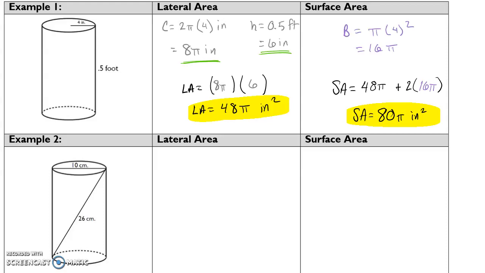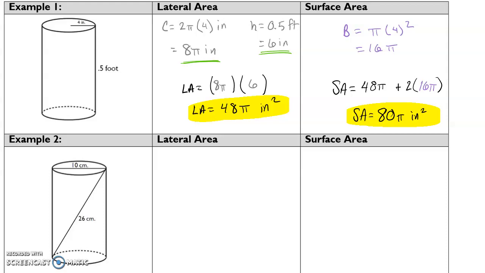Alright, for example 1, things to look out for. Make sure you have the same units. In this case, our radius was 4 inches, the height was 0.5 feet. I converted feet into inches. We can't do this calculation accurately unless we have the same units. You could have converted the 4 inches into feet and used decimals. Also would have been fully acceptable. Once we convert 0.5 feet into 6 inches, it's easy to go ahead and do our multiplication.